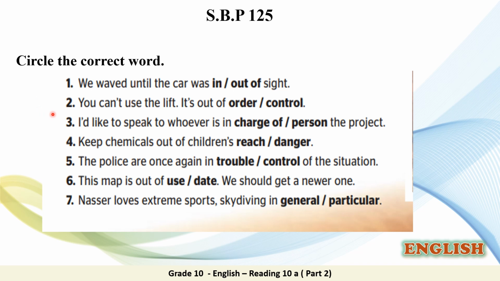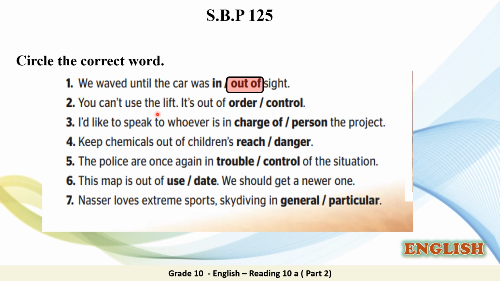And now let's answer the following exercise. Circle the correct word. Please pause the video for a while, read the sentences from 1 to 7, and circle the correct answer. And now let's answer together. Number 1. We waved until the car was out of sight. So what's the correct answer? That's right, it's out of sight.